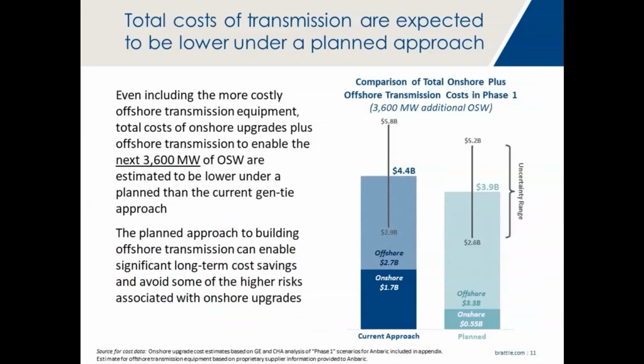Here's just a summary of these results. In an unplanned approach, you end up with total transmission costs of about $4.4 billion. With a planned approach, you spend more on offshore grid, but much less on onshore grid, with overall cost savings that get to be about $3.9 billion. Of course, there's a lot of uncertainty, but the uncertainty is not just about cost, but also about constructability.